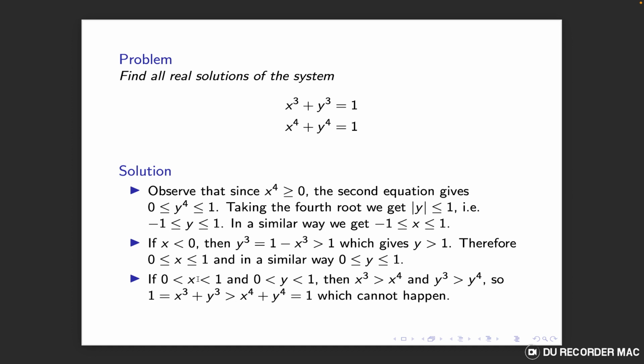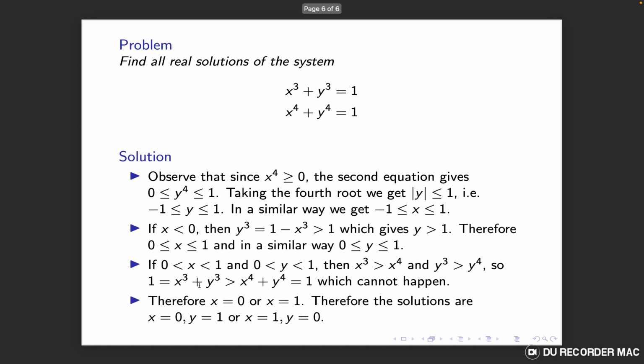So therefore x cannot be strictly between 0 and 1. Here we were able to see that x is greater than or equal to 0 and less than or equal to 1, but it cannot be inside this open interval. So it cannot be strictly greater than 0 and strictly less than 1. So essentially this gives us no other choice, but x is either 0 or x is equal to 1.